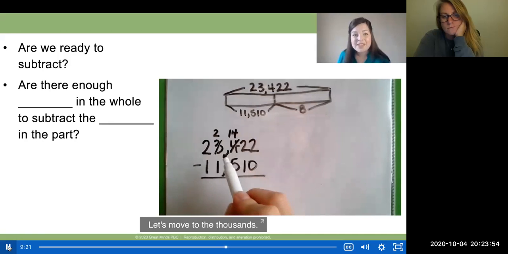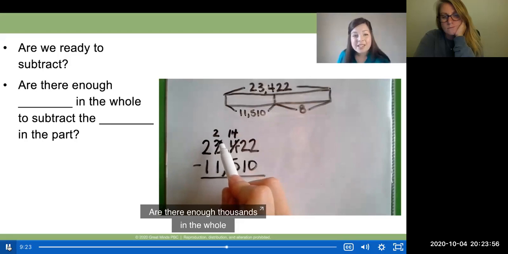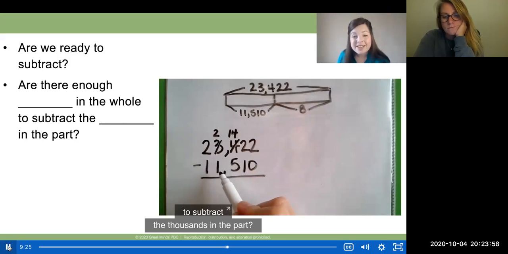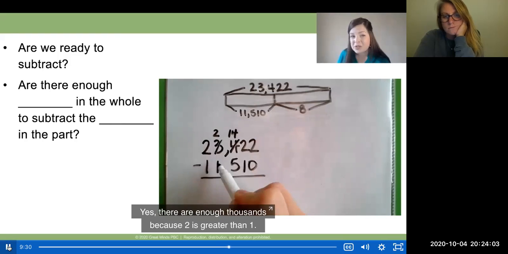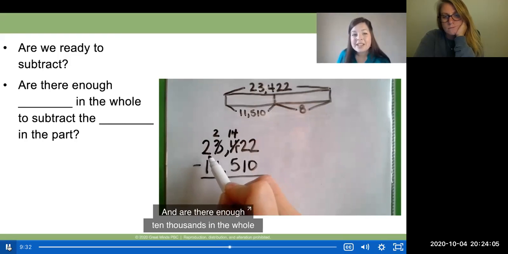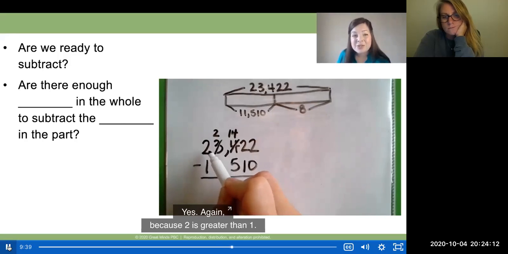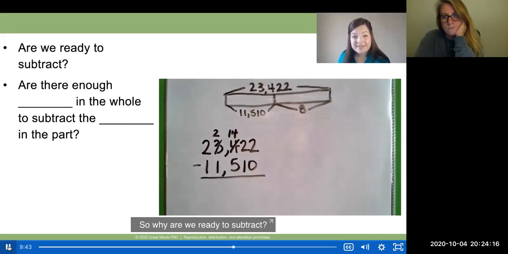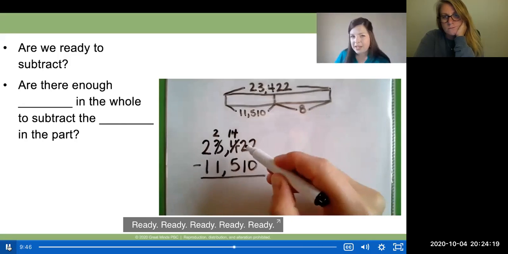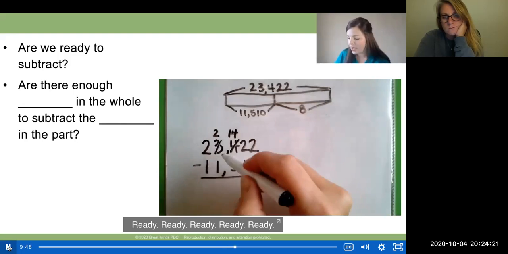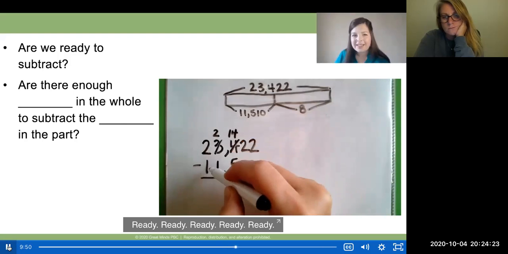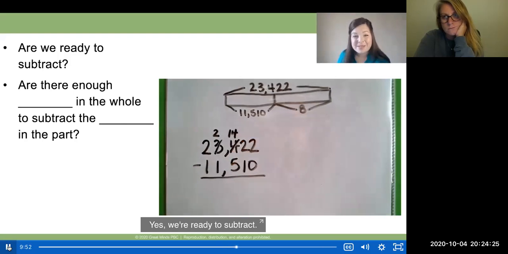Let's move to the thousands. Are there enough thousands in the whole to subtract the thousands in the part? Yes, there are enough thousands because 2 is greater than 1. And are there enough 10,000s in the whole to subtract the 10,000s in the part? Yes, again, because 2 is greater than 1. So are we ready to subtract? Ready, ready. Yes, we're ready to subtract.